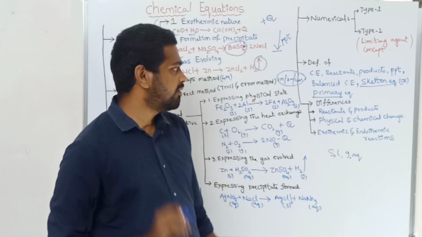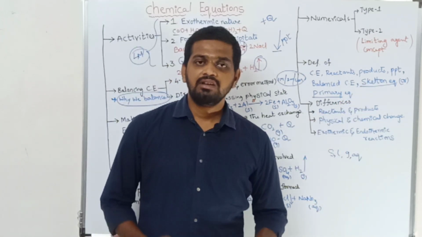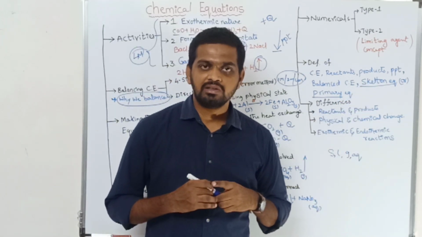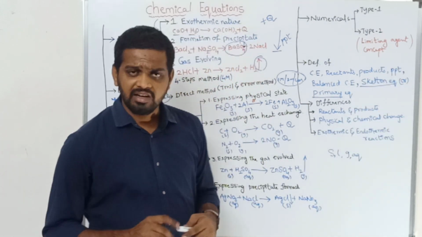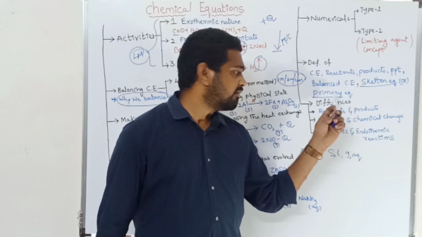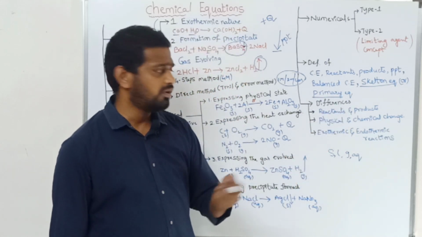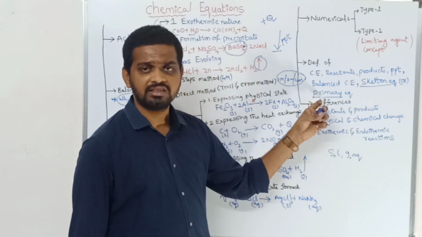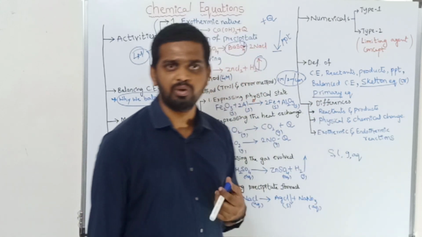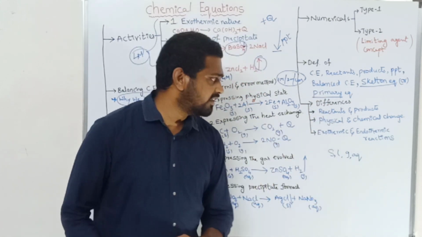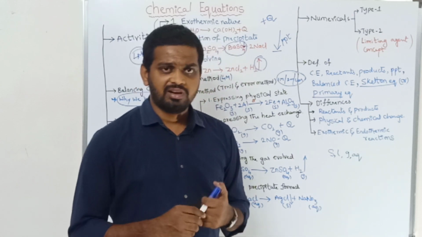This point you should remember, children. What is a skeleton equation? An unbalanced chemical equation is called a skeleton equation. This question is very, very important for 1 mark. In order to confuse you, he will ask the question like this also: what is a primary equation? Primary equation or skeleton equation, both are the same. Don't get confused.